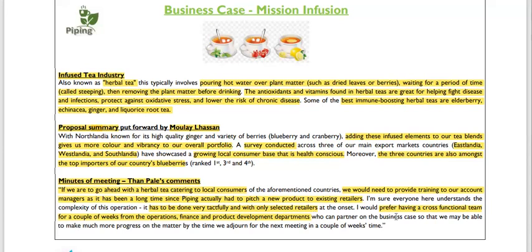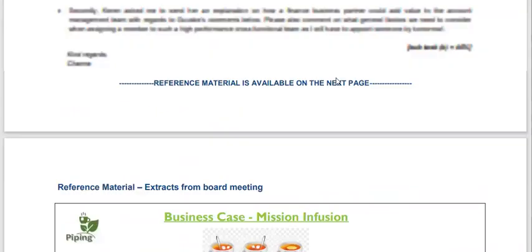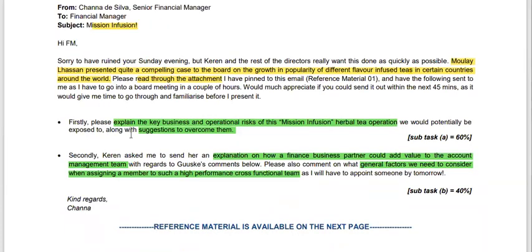I would prefer having a cross-functional team for a couple of weeks from operations, finance, and product development departments. So in order to carry out this training process, Tan Pale is suggesting that we create a cross-functional team which comprises individuals from the operations department, finance department, and product development department. Okay, so this is all the information provided about the new infused tea range which we are pondering about introducing to international markets. So what's the question?